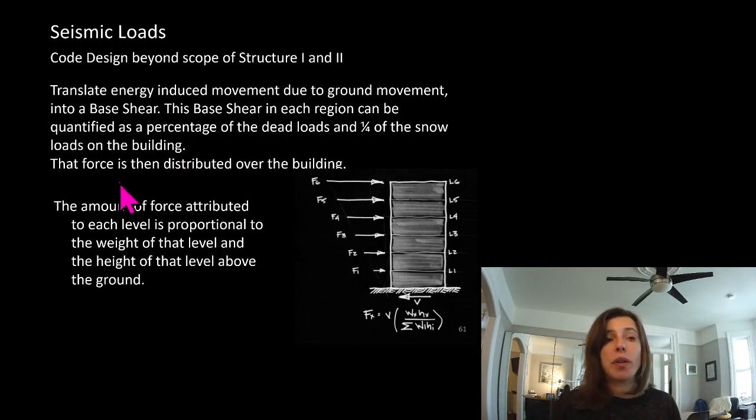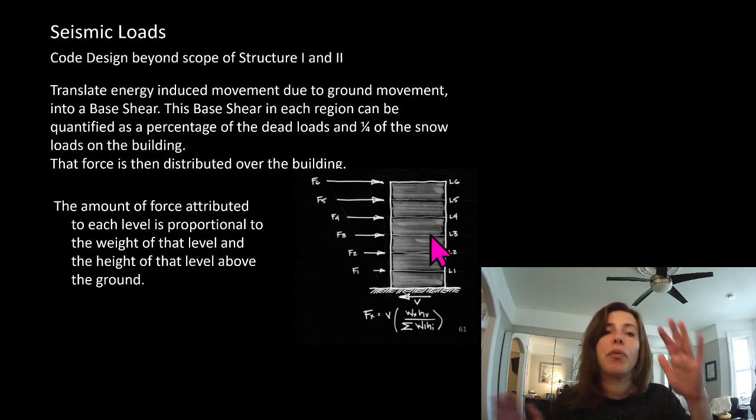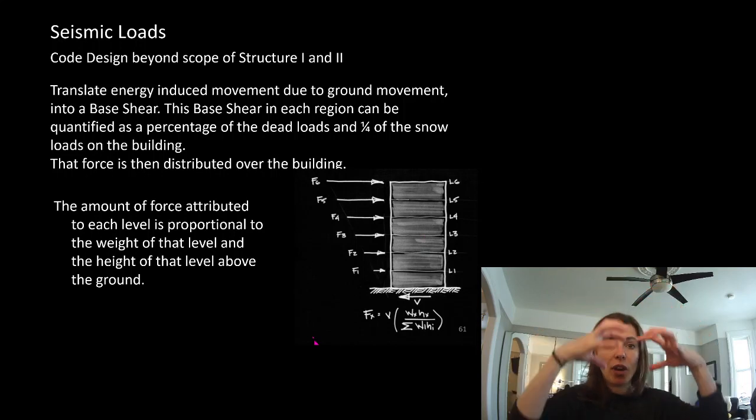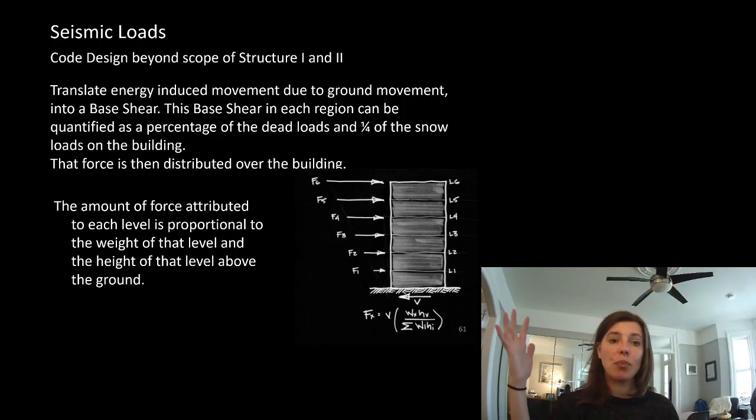We then take that force and distribute it over the building. And so we take it and we apply it as a ratio as we go up further from the ground. So we say more of it is up here than down here, and then we also will figure it out as a moment. The thing that matters for you is that we are taking a percentage of our gravity load and applying it as a lateral load.